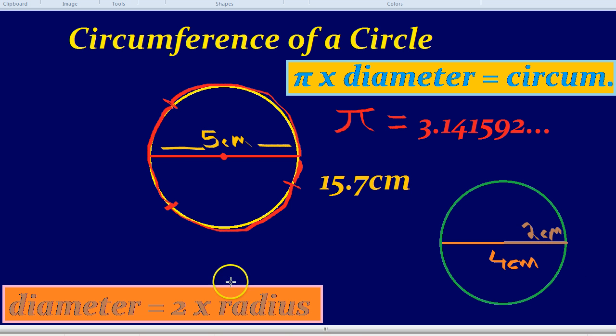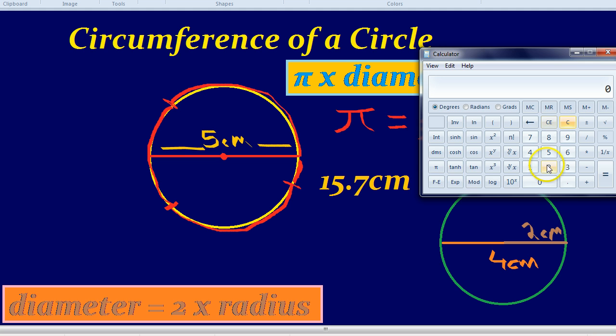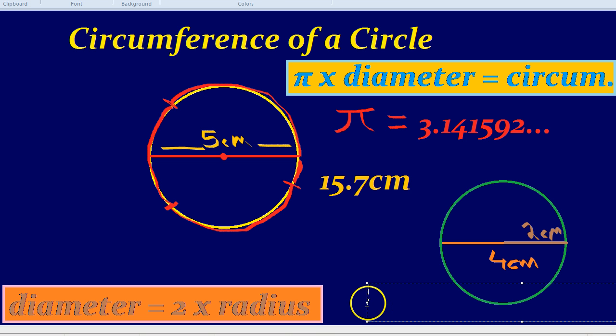And the circumference? Well, the circumference is pi times the diameter, which would be pi times 4, not the 2, because that's the radius, but pi times the whole diameter, so 12.57, rounding it off. Well, let's call it 12.6 centimeters. So in this circle, the circumference is 12.6 centimeters.